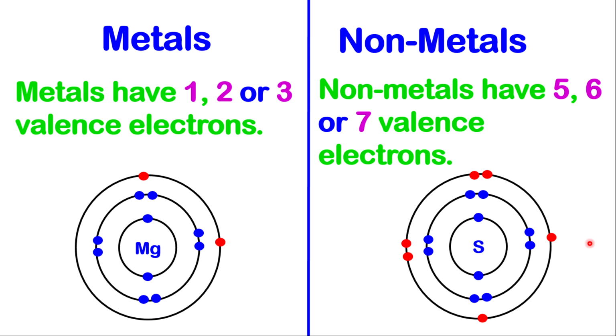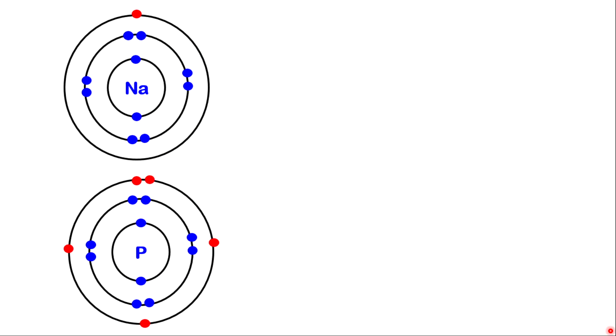Now, once you understand this, it's time for you to practice. You could pause the video and determine which of these elements is a metal or a nonmetal. Now let's look at the first one, sodium. Sodium has 11 electrons. Out of these 11 electrons, 2 will be placed on the first shell, 8 on the second shell, and 1 on the last shell. So therefore, since there's only one valence electron, it is a metal.